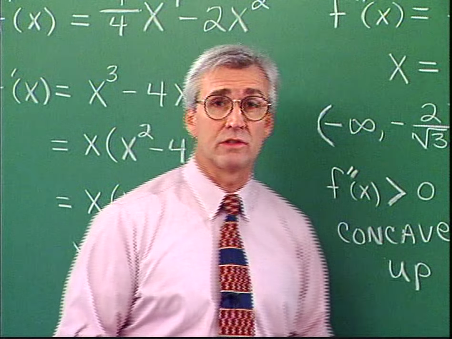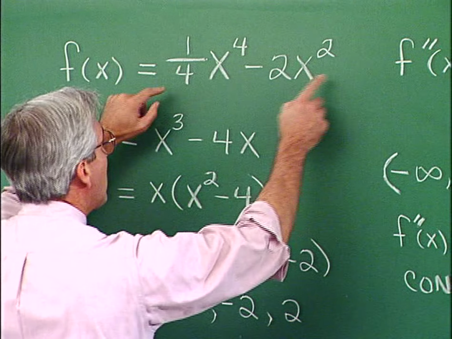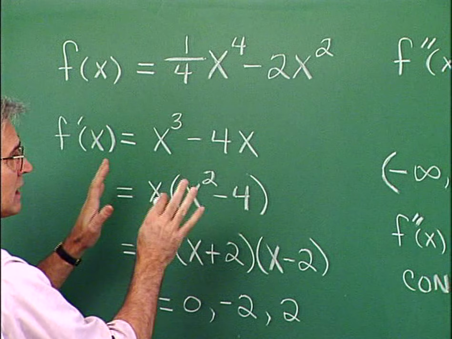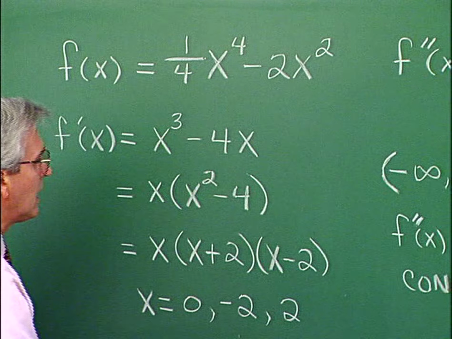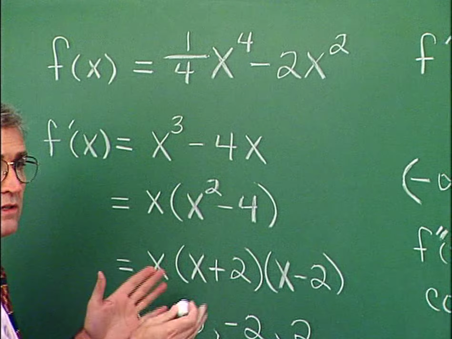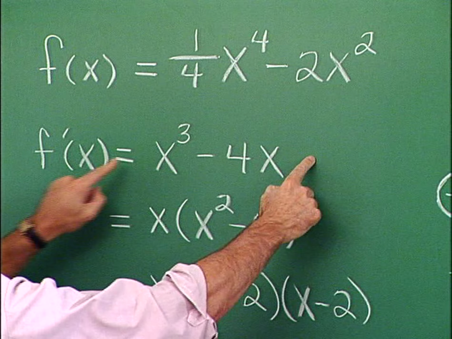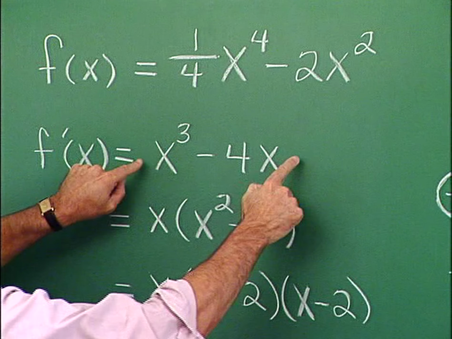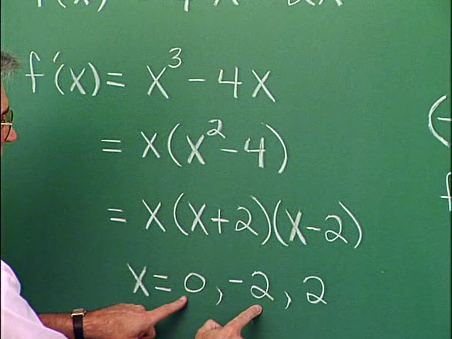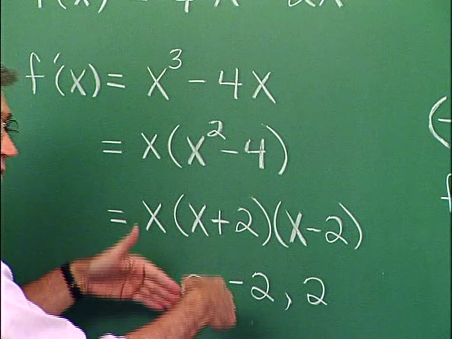Take a look at this function: 1/4 x to the 4th minus 2x squared. We want to analyze this in terms of regions where we have a concave up or down situation, and we would also like to identify relative maximum and minimum points and also points of inflection. The first derivative is x cubed minus 4x, and I'm finding the zeros of this function. It turns out that the zeros are 0, -2, and 2. These are the zeros of the first derivative.